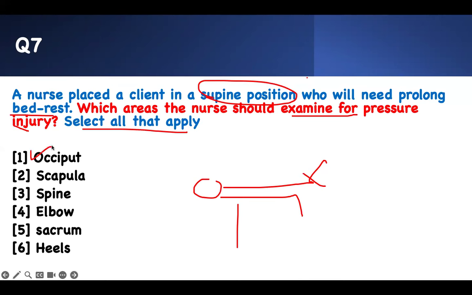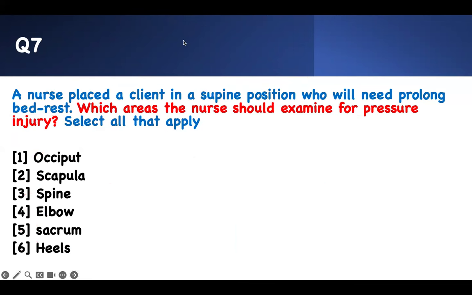The back of your head, the occiput, your scapula, right? At the back there, your spine, right? Your elbow, right? Your sacrum on your back area, and your heel on the floor. So all these areas you need to look at. The good thing compared to side-lying is that this is distributed completely. So no one area is in trouble compared to side-lying, where the greater trochanter is in trouble.